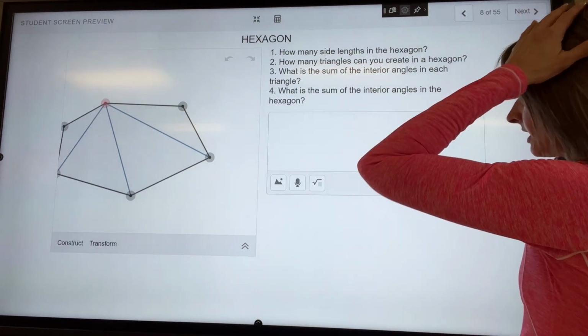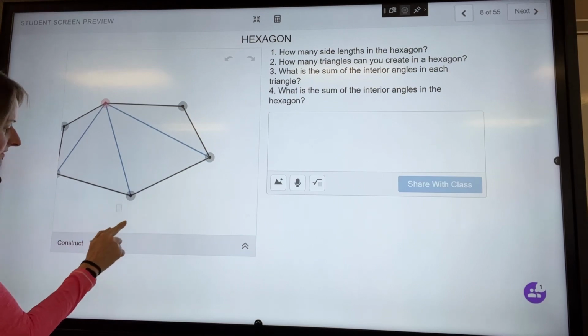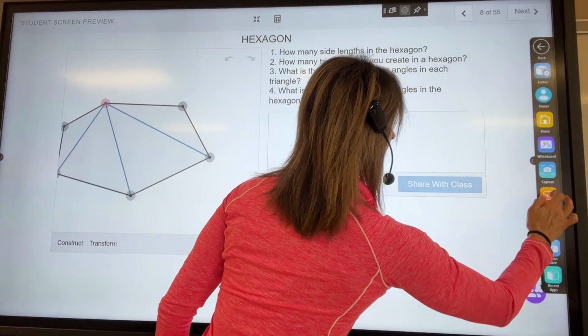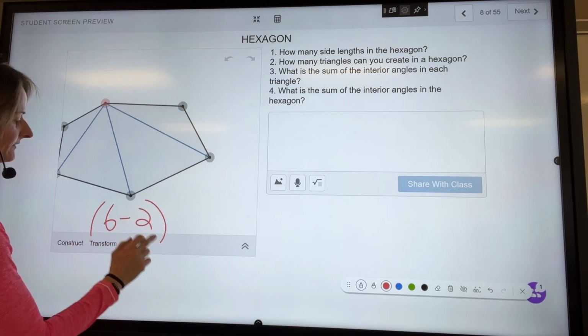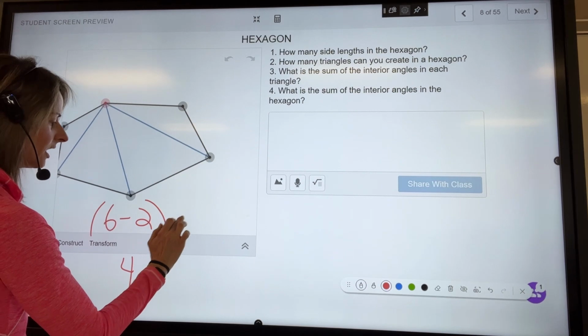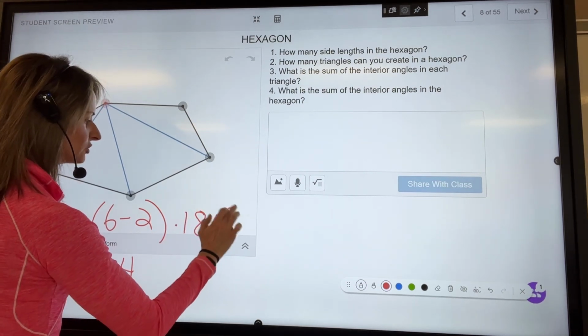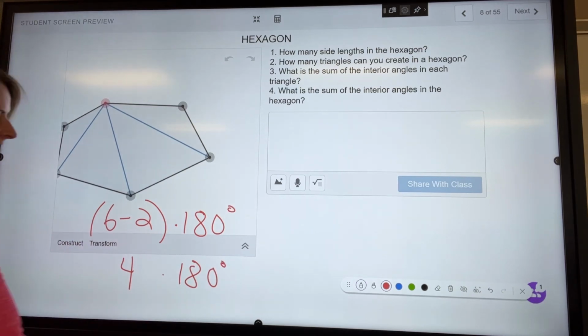So now we've got a hexagon. You can create 4 triangles in a hexagon. Noticing a pattern here, it's the number of sides. The number of sides minus 2 gives us the number of triangles, which in this case is 4. And there are 180 degrees in each of those triangles, so it's 4 times 180. And I think this is 720.